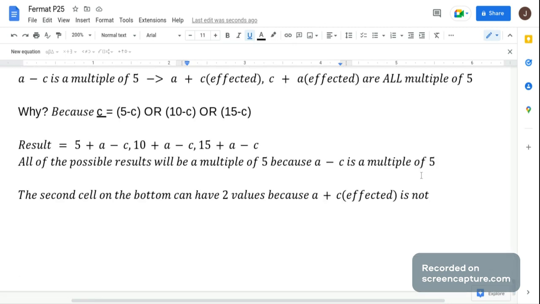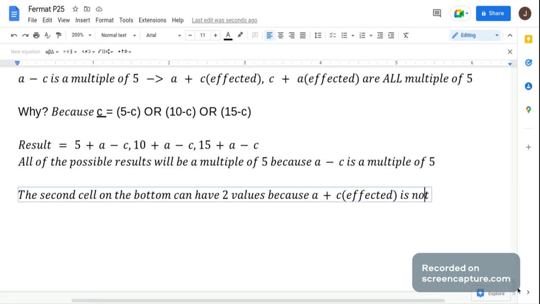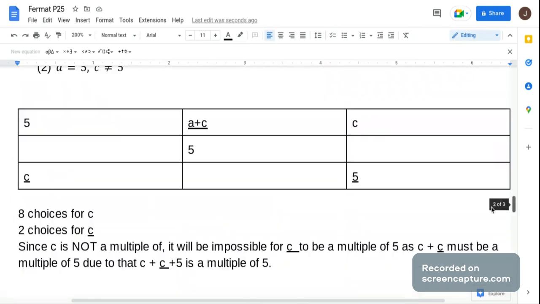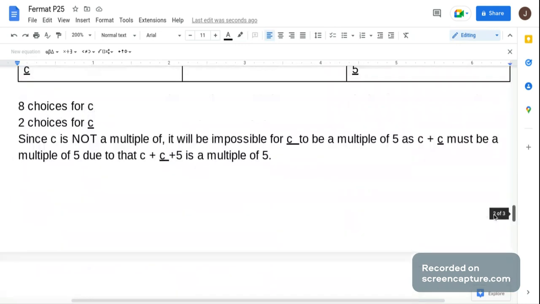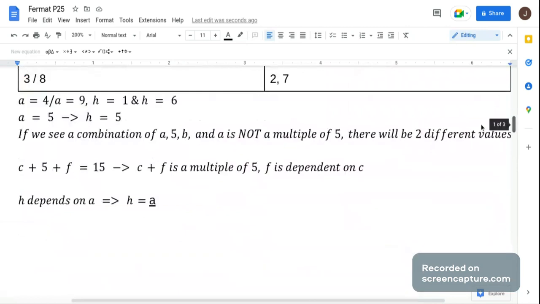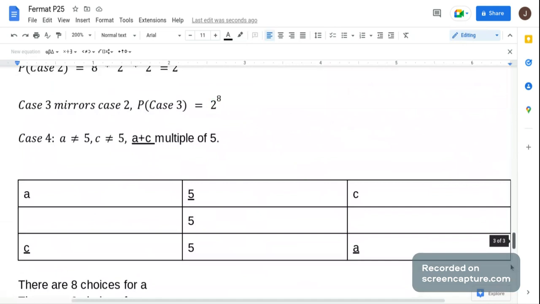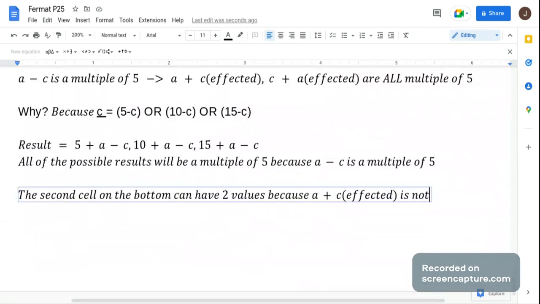And according to that rule, you remember that rule above? If we see a combination of A5B and A is not a multiple of 5, there will be 2 different values for B. The cell on the bottom is not divisible by 5.